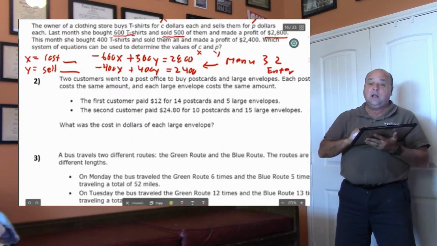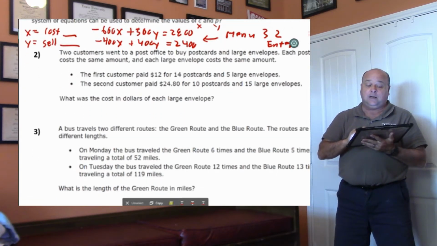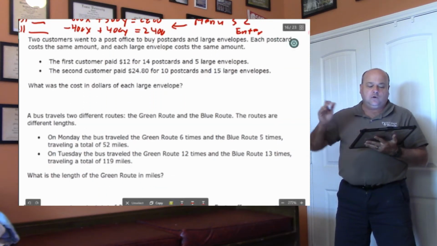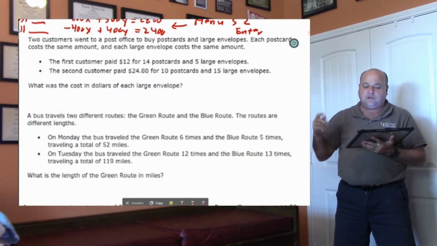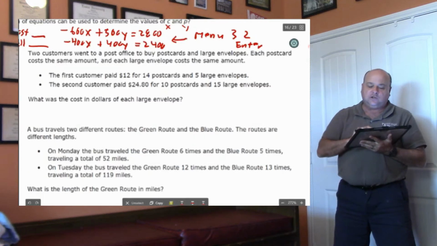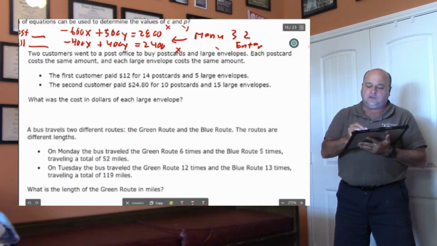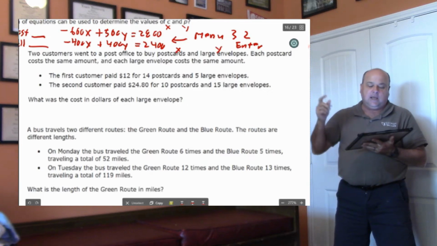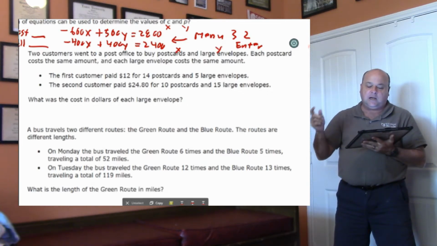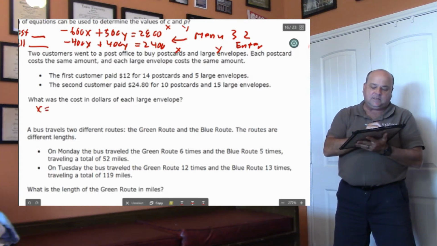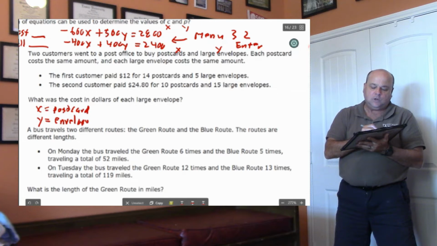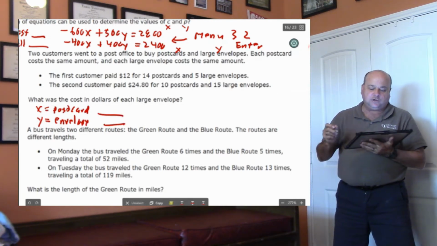Let's go to number two. Okay, so number two, two customers went to the post office to buy postcards and large envelopes. So we're going to let X be the postcards and Y be the large envelopes. Each postcard costs the same amount and each large envelope costs the same amount. Okay, so let's write down X equals postcard and Y equals envelope. Draw two blanks. That's where our answers are going to go.